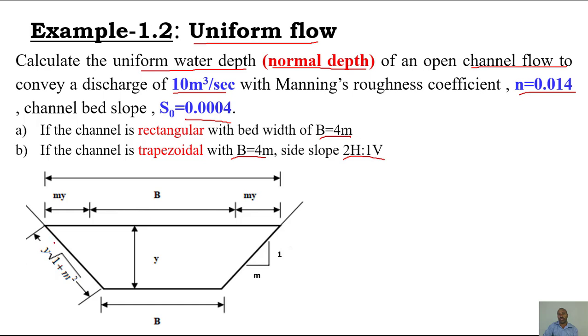So this is the side length, which is y times the square root of 1 plus m squared. The same is true for this one, because you have b here, then m y, then the top dimension, then you have the slant length.